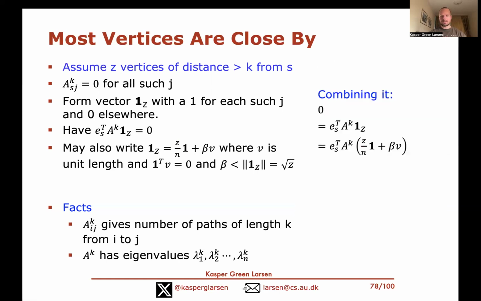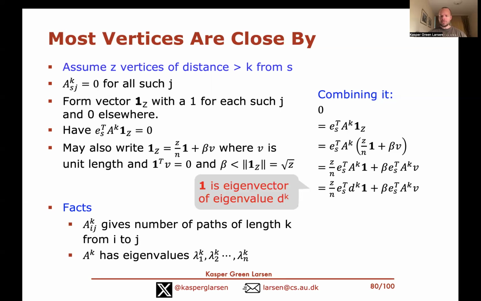Let's see that this is useful, now we have all the ingredients. We had from up here that 0 is equal to this product, A to the k times the indicator for the set of vertices that are further away than k, with this inner product with the standard unit vector corresponding to S. Now I insert the rewriting of the indicator for the set here. I just plug it in. Then we use linearity, and we get one term that is the set size over n times the standard unit vector for row S times A to the k times the all ones vector. And then we have this beta factor, times the standard unit vector for row S times A to the k times the v vector. It's just by linearity.